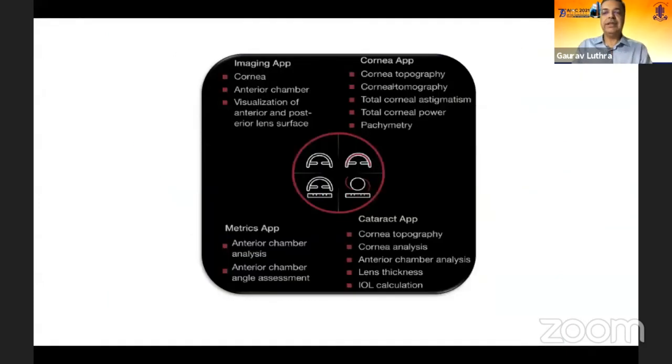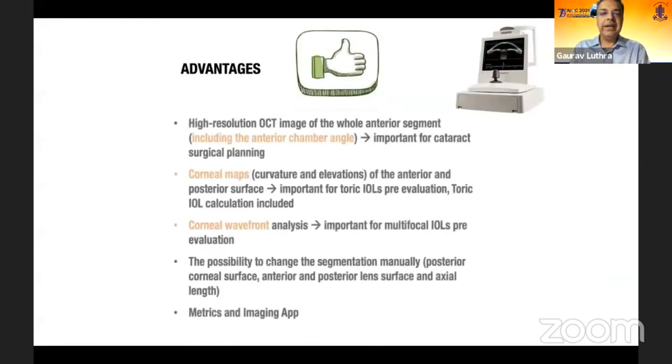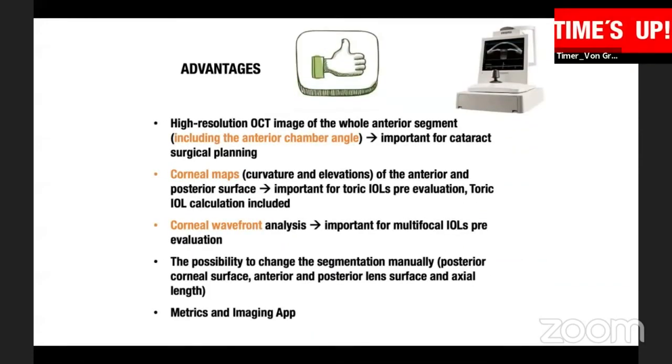Anterion, this is the new kid on the block, almost again another 20 lakhs more expensive than the other machines, but it comes with lots of other things that you can do: the imaging app, the cornea app, the metrics app, and the cataract app. And it has several advantages. Yeah, I'll finish in 10 seconds.